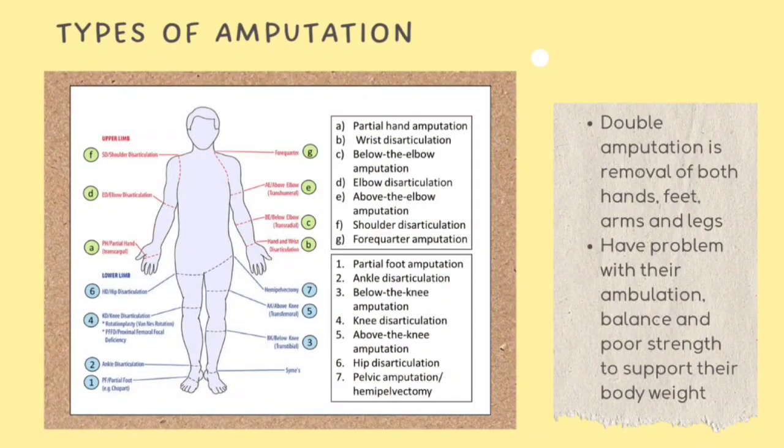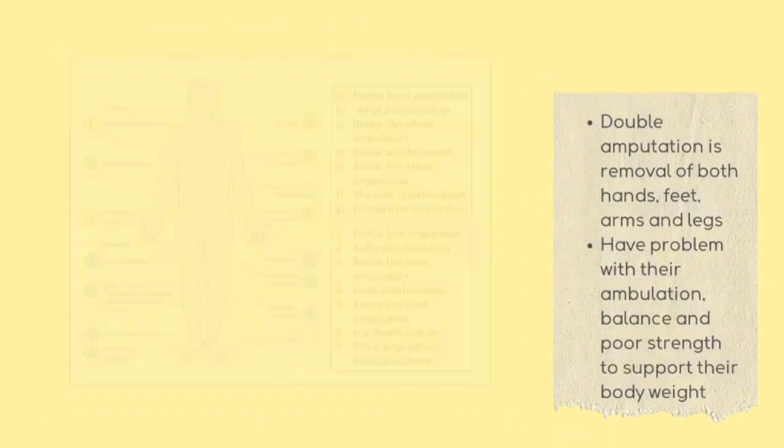The types of upper extremity amputation: A. Partial hand amputation, B. Wrist disarticulation, C. Below the elbow amputation, D. Elbow disarticulation, E. Above the elbow amputation, F. Shoulder disarticulation, G. Four-quarter amputation. Double amputation is removal of both hands, feet, arms, or legs. People with lower limb amputation are commonly affected as they will have problems with their ambulation, balance, and posturing to support their body weight when performing the climbing stairs activity.